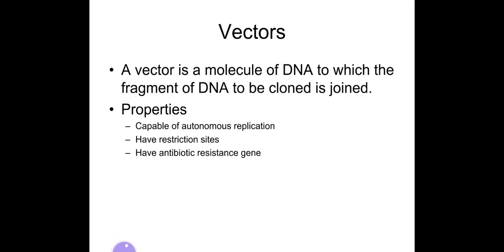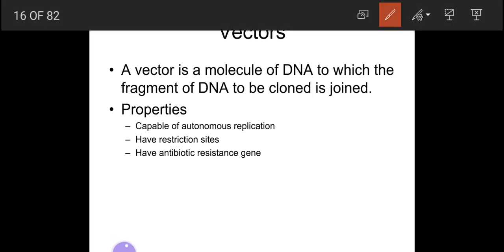What is a vector? This is a molecule of DNA to which the fragment of DNA to be cloned is joined. There must be three properties present in the vectors in order to make them useful. They must be capable of autonomous replication. They must have restriction sites so that we can cut the vectors and join our DNA of interest in these vectors. And it must have the antibiotic resistance gene.